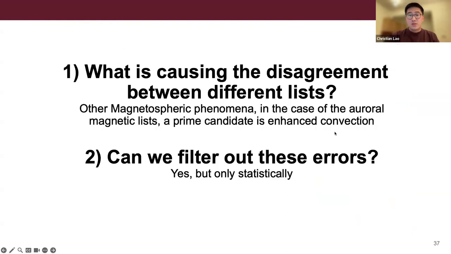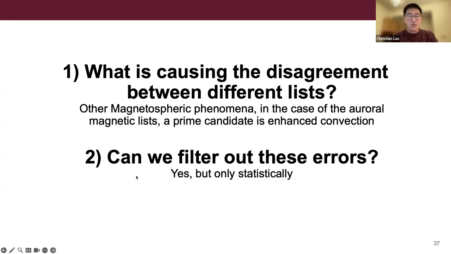So to answer our questions from earlier, two simple questions again. What is causing the disagreement between different lists? It might seem like an obvious answer, but other magnetospheric phenomena. In the case of the Royal Magnetic List, the prime candidate is enhanced convection.